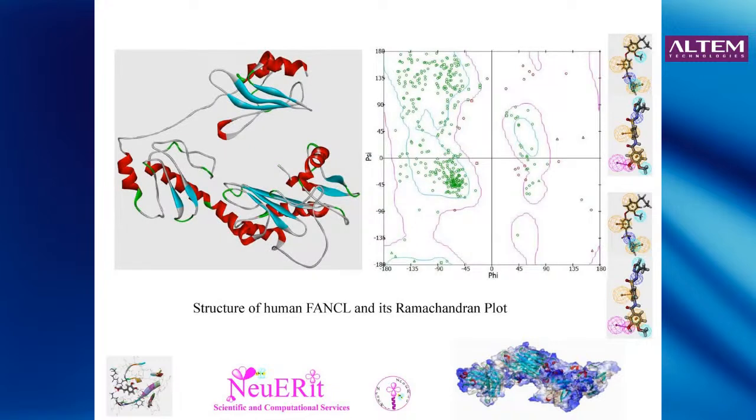After extensive literature search, we have chosen FANC-L. Here is the structure of FANC-L. The FANC-L crystal structure is reported, but the total protein is not reported. Actually, only part is reported. One crystal structure reports the C-terminal part. Another crystal structure reports the middle one. So what we did is model this using all the crystal structures available. Here is the structure of FANC-L, and this is the Ramachandran plot.